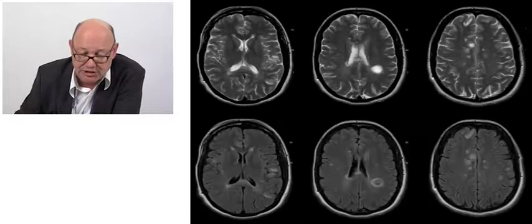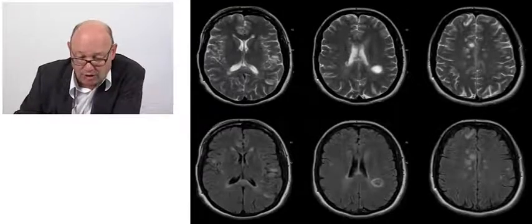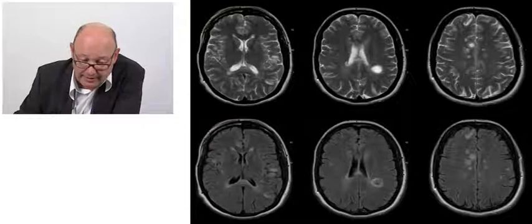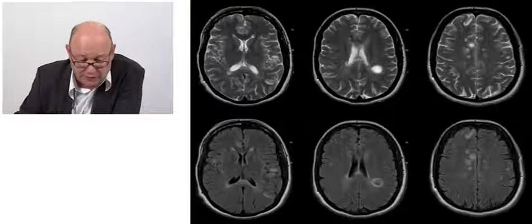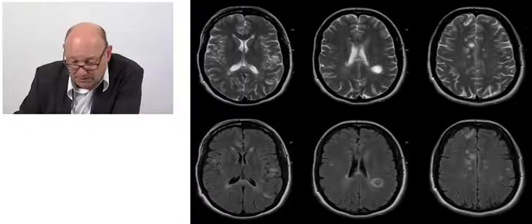There's another patient. We see a lot of lesions in the white matter of both cerebral hemispheres. Notice it's not only a lesion in the periventricular white matter. Here you see a lesion in the juxtacortical white matter. I think this might help you to make a correct differential diagnosis. We have multiple lesions. It's a lesion in the corpus callosum.